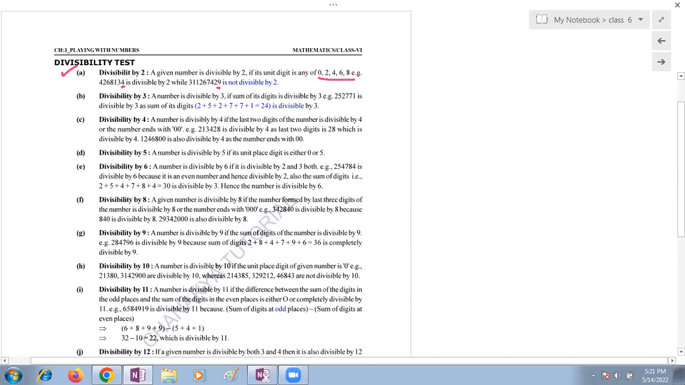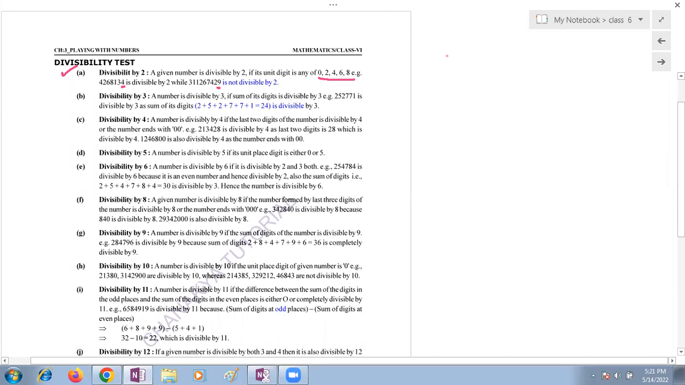67,429. Very good. Yes, ma'am, it's correct. Om, can you read this number? Yes, ma'am. It is 42 lakh 68,134. No, 42 lakh, not lakhs. Yes, ma'am. 42 lakh 68,134. Very good.